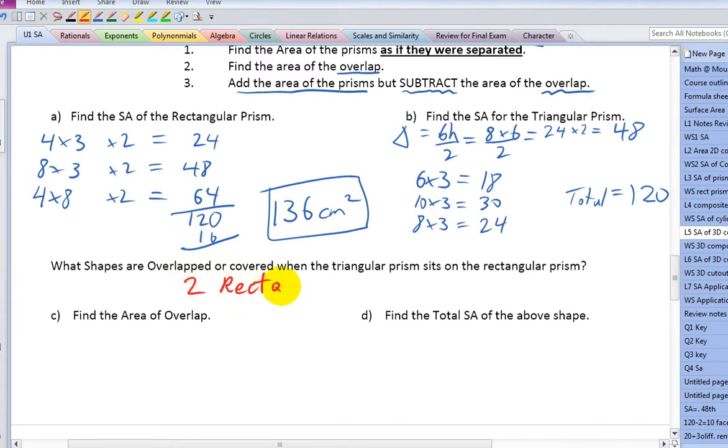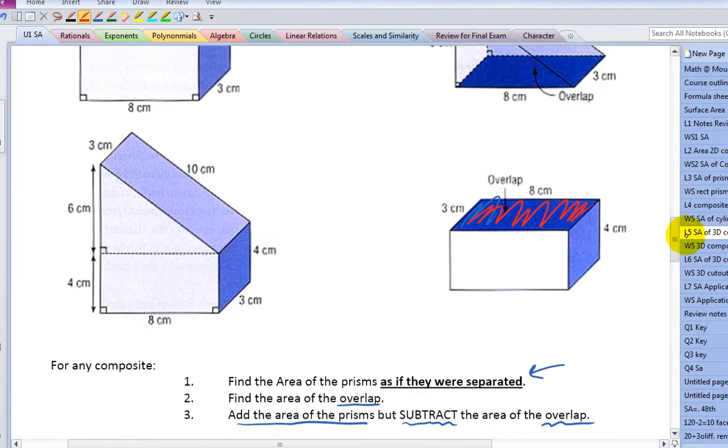You need to identify that before you start calculating it. Now you can find the area of the overlap. So watch your measurements. Find the area of the overlap. Go.